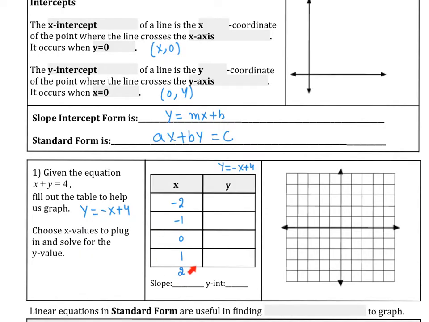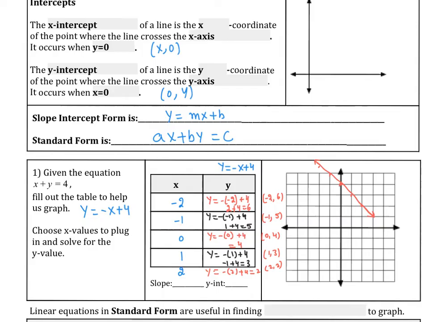I'm going to choose any values for x and plug them in here to find y. So you can choose any x value to plug in and solve for y. I chose negative 2 and plugged it in for the x value here. Negative 2 times negative is positive 2. 2 plus 4 is 6. So the point is negative 2 comma 6. And then I plotted this point, negative 2 comma 6.